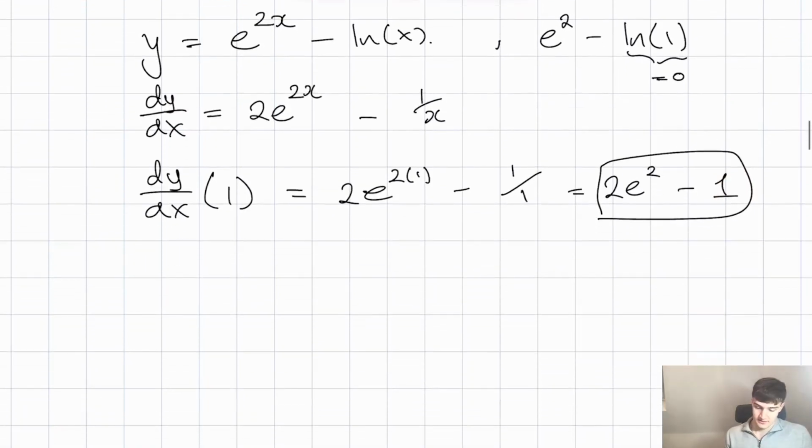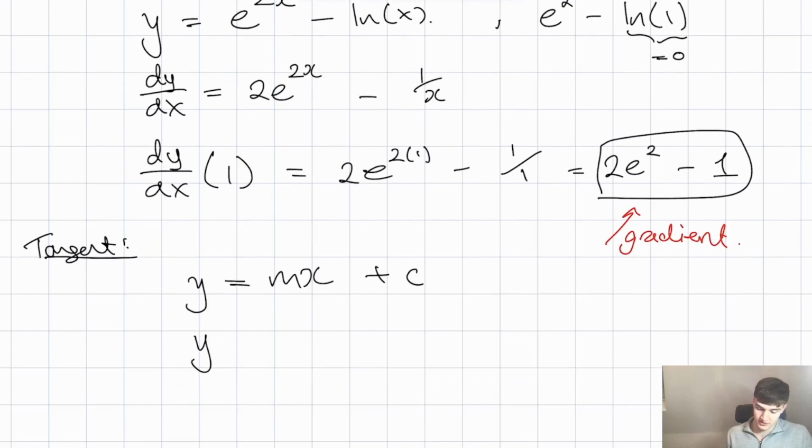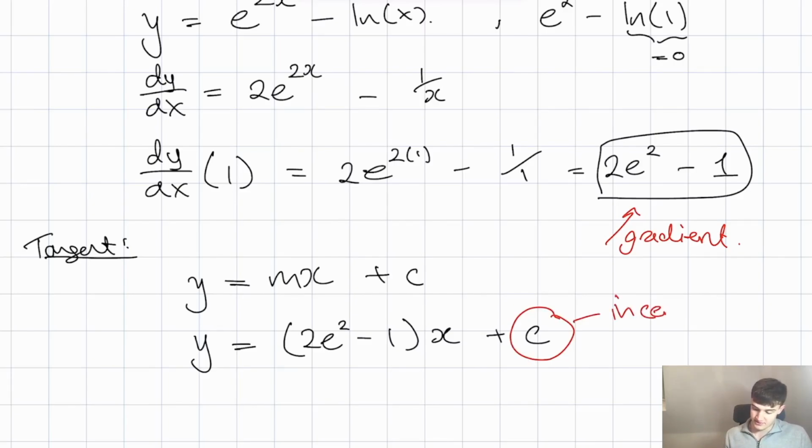So, okay. That means for our tangent, if this is the gradient, then the equation of the line is going to take the form y is mx plus c, as always. We now know what our m is. It's just given by what we just worked out. So we're going to have y is equal to (2e squared minus 1)x plus c. So once again, it remains to work out the c, the y-intercept.